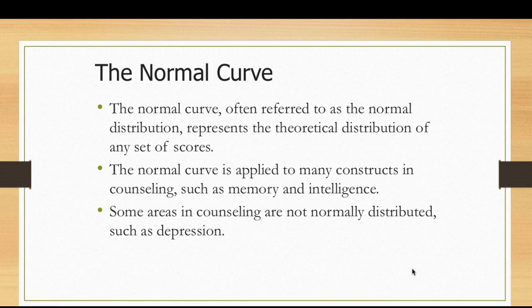So let's talk about the normal curve. The normal curve in statistics is an average distribution of values that, when plotted on a graph, resembles the shape of a bell. The curve formed by a normal distribution is called the normal curve, bell curve, normal distribution curve, or normal probability curve. Many characteristics tend to follow a normal distribution.